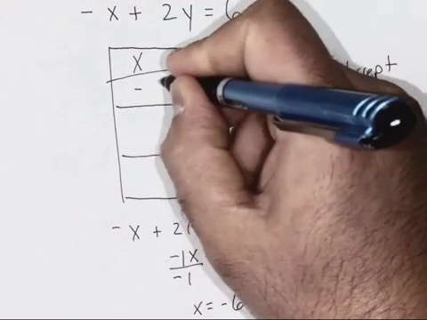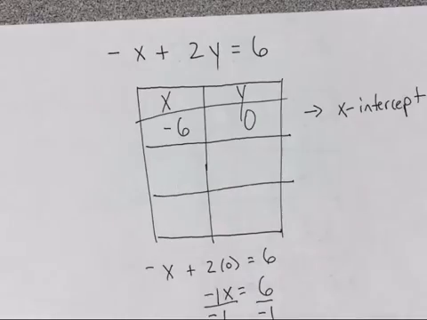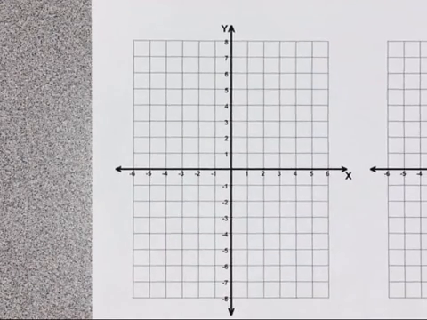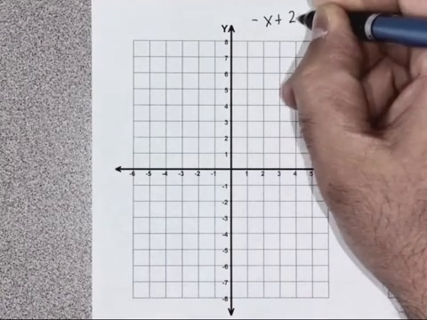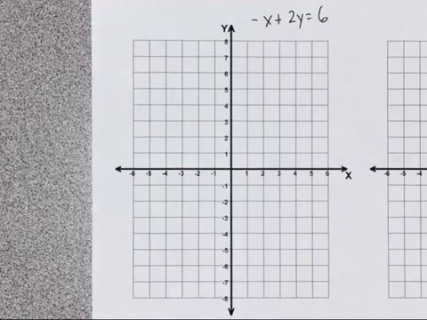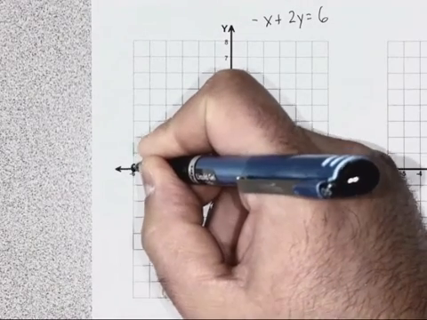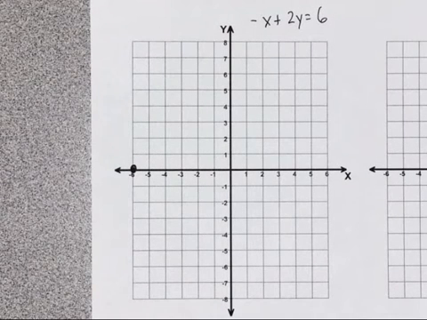So then our x-intercept is negative 6, 0. So if we go back to our graph, this is our equation, negative x plus 2y equals 6. So the point negative 6, 0 is located here. So that is where our graph is going to cross the x-axis, otherwise known as the x-intercept. Okay, so that's one of the intercepts. Let's find the y-intercept.